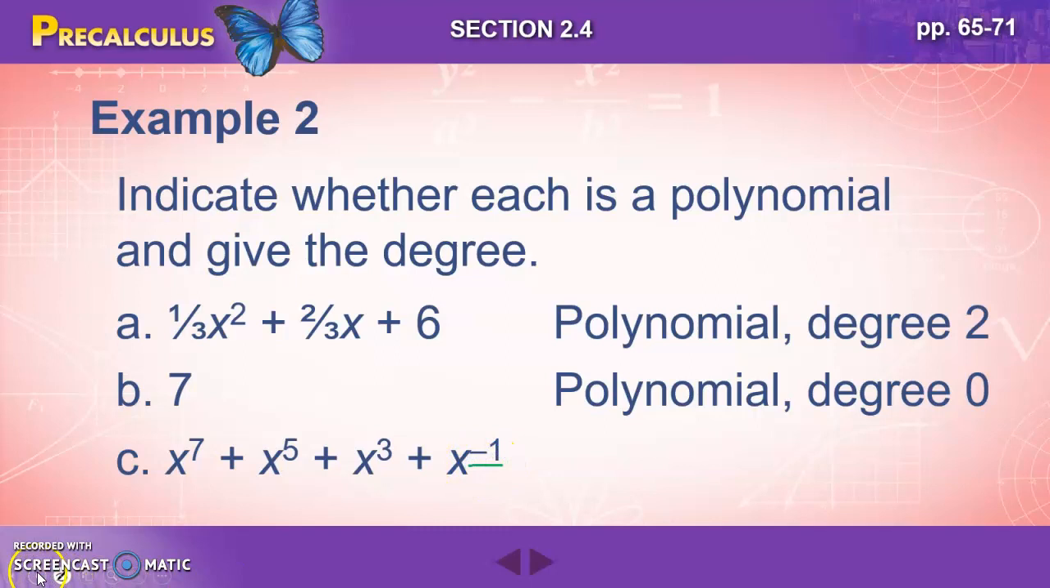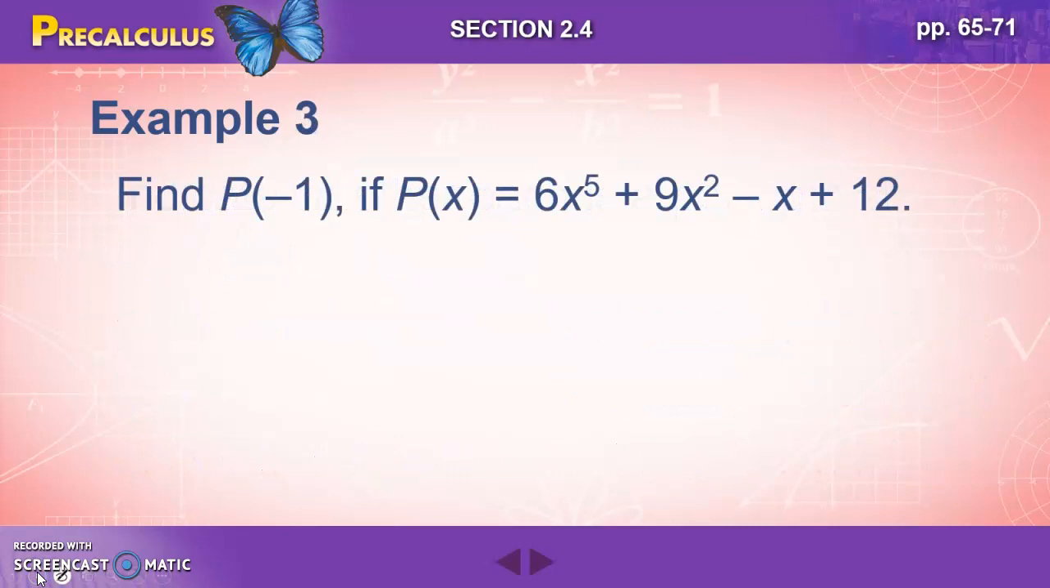Hopefully you noticed that negative exponent there, and you knew that it was not a polynomial. You cannot have a polynomial with a negative exponent.